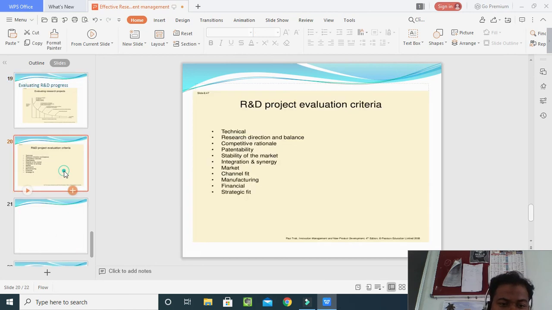Now coming to the next one, that is R&D project evaluation criteria. The R&D, that means research and development project evaluation criteria, comes in this form. First one is a technical form: research direction and balance, competitive rationale, potentiality, stability of the market, integration and synergy, market, channel fit, manufacturing, financial status, and strategic fit. All these criteria are nothing but the project evaluation criteria.